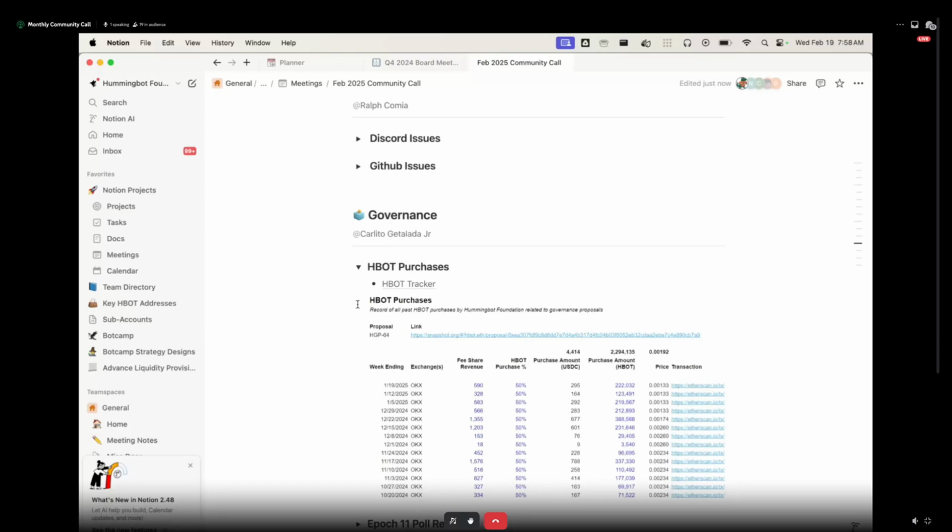That experiment concluded last month, so I'll take the time to report what happened. Overall, we did a buyback every week. On average, it was probably about $500 per week from OKX, and half of that was used to buy back HBOT. So a total of about $4,000 was spent buying back about 2.3 million HBOT at a price of, let's say, 0.002 cents.